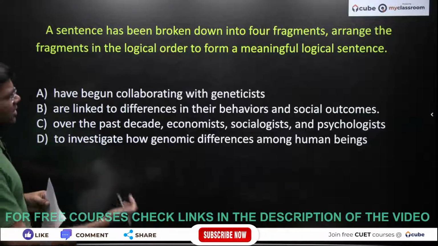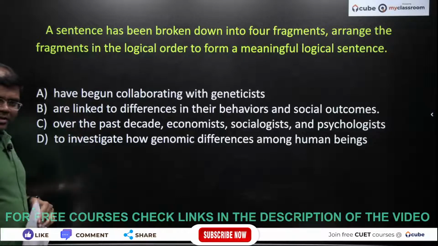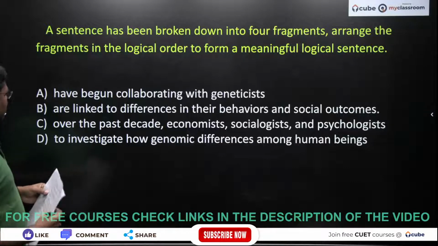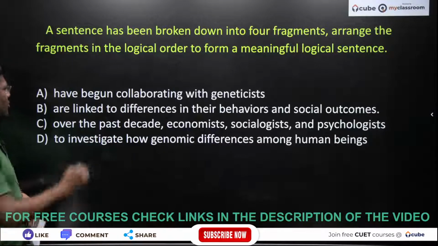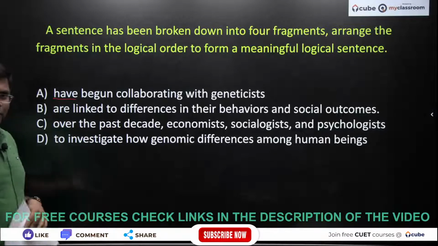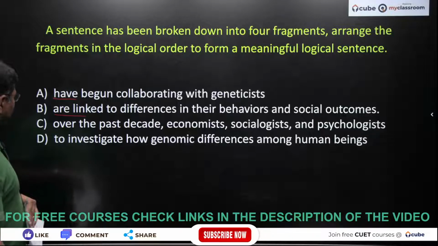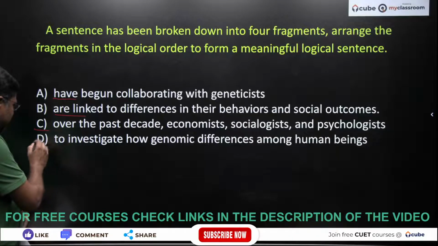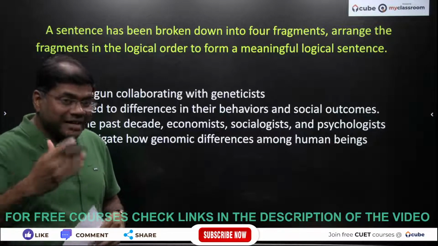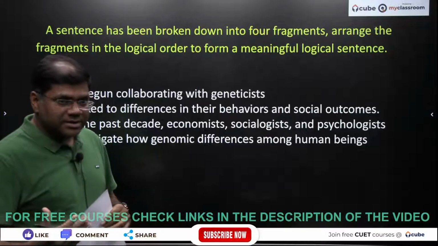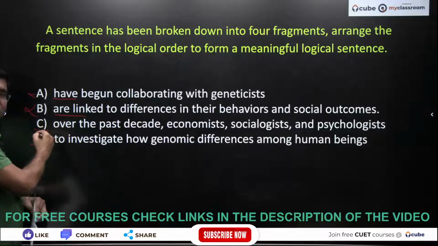So as you see here in the sentences, there are no capital letters, so you know that any of the fragments can start the paragraph. So when you read this, which fragment do you think will open the paragraph? For example, it says have begun collaborating. So you don't start your sentences with have begun. Neither do you start your sentences with are linked. So the possibility of opening the sentence is with fragment C or fragment D. In other words, if you open the sentence, you are not going to open the sentence with fragment A or fragment B. You will start with C or with D.